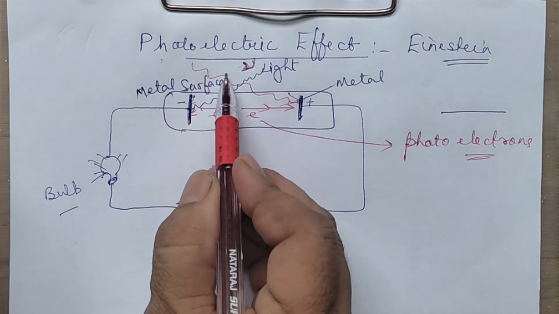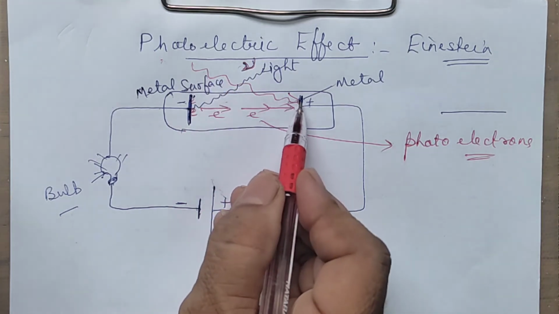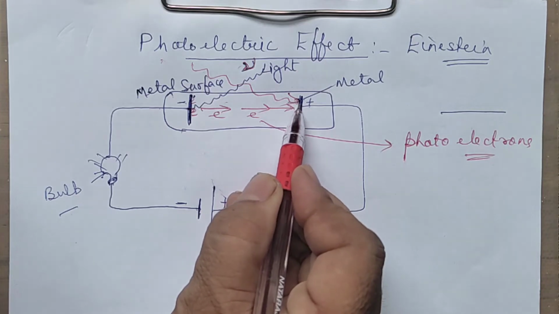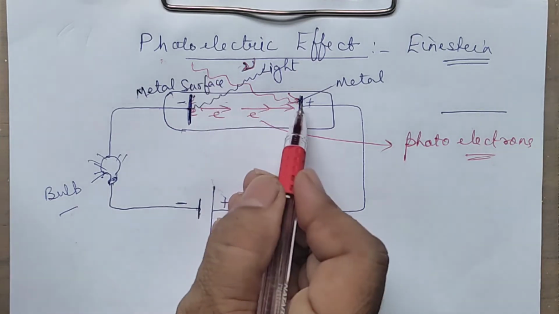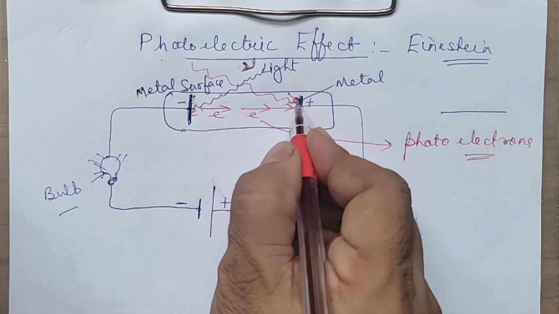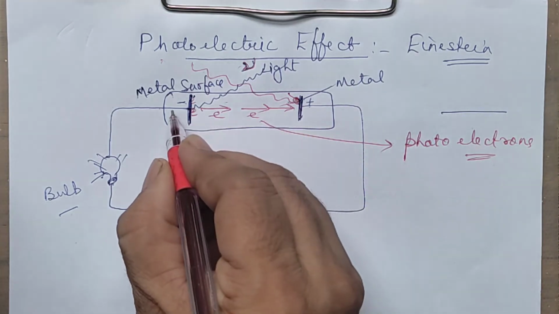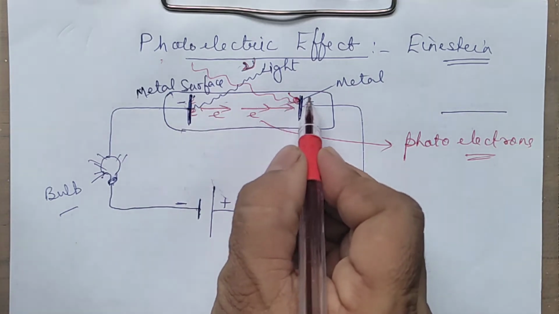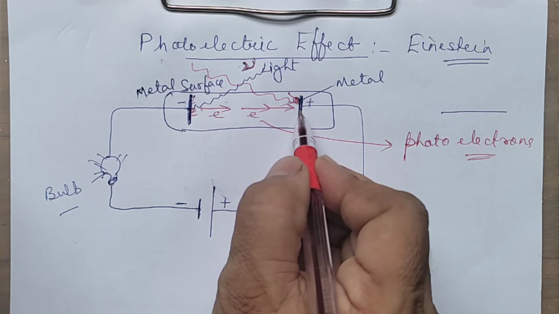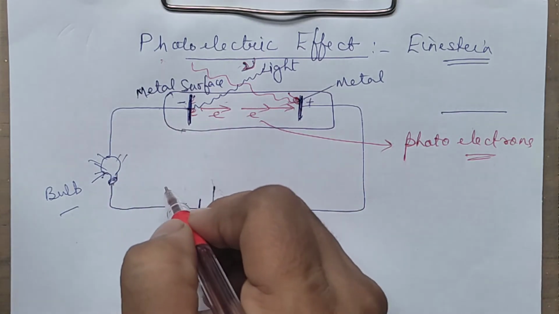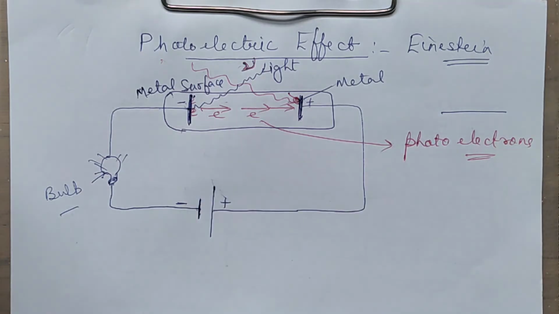Because this is falling on the metal, no doubt electrons will be ejected from here. Electrons will come out because light of some frequency nu is falling on it. So electrons will be ejected. But electrons will not be able to travel this side because this is a negative plate. In fact, they will be attracted toward the positive only. They will remain here only. They will not be able to fill in this gap, and the electrons will not be moving in this direction. So in that case, there will be no photoelectric effect.